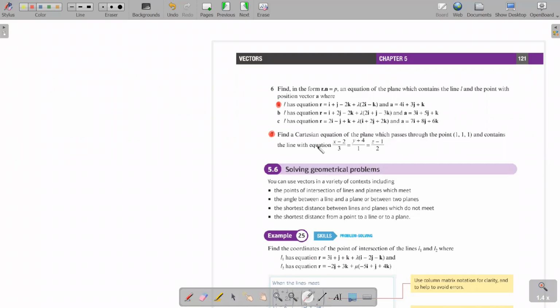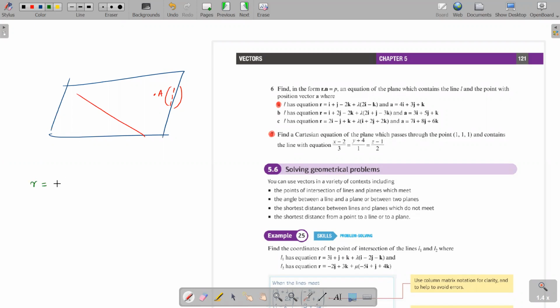Question number 7. It's again quite similar to question number 6. Find a Cartesian equation of the plane which passes through the point 1, 1, 1. So the plane passes through the point, let's say the point A is 1, 1, 1, and contains the line L with equation. So what's the line equation?